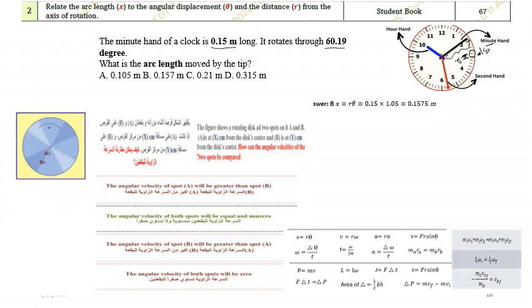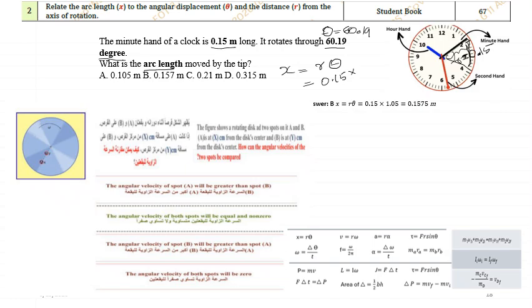They have given the angle theta, how much is it? 60.19 degree. Okay, what is the arc length? So if it is rotating this much angle, how much linear distance or arc length will it rotate? So you need to calculate x. So what is x? x will be equal to r theta. So r is given, it's 0.15. And what about theta?